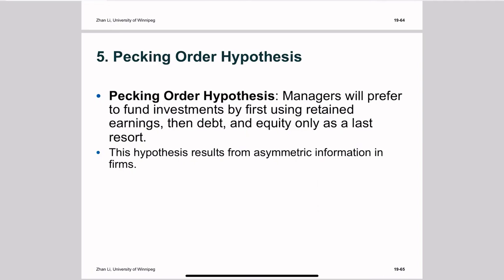So this is basically what this pecking order hypothesis is about. The trade-off theory is based on the cost-benefit analysis. The pecking order hypothesis is based on asymmetric information. So these two different theories have different origins or foundations. So let's first understand what is asymmetric information.